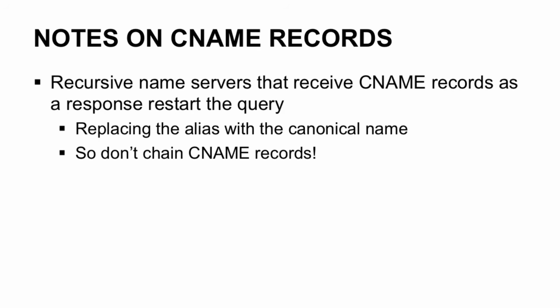When the recursive name server sees the CNAME record, it'll restart the query, replacing the alias with the canonical name. So to go back to our original example, once a recursive name server looking up A records for the name alias finds out it's an alias for canonical.infoblox.com, it'll restart the query looking up A records for canonical.infoblox.com. Consequently, it's a bad idea to chain aliases, A to B, B to C, and so on, because of the work involved in resolution.